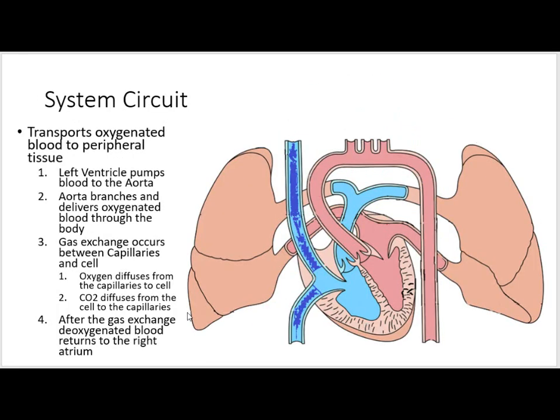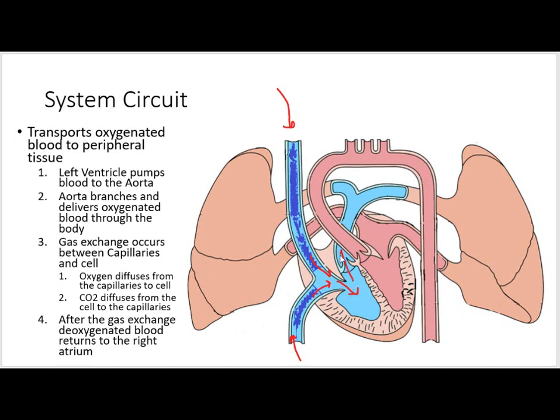So after the gas exchange, the blood is basically collected by the superior vena cava and inferior vena cava. So the blood from all the upper part and lower part goes to the superior and inferior vena cava, and the superior and inferior vena cava will pump the blood to the right atrium. And then obviously we discussed that from the right atrium it's going to go to the right ventricle.